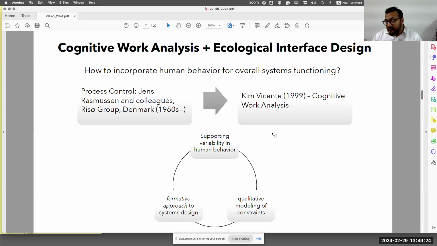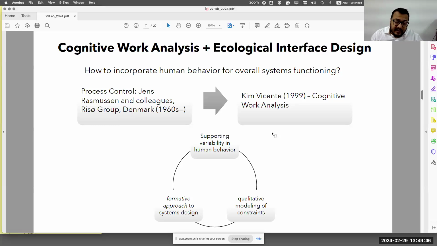So what does qualitative modeling of constraints mean? What does it mean to have a constraint on human activity, and what does it mean to support variability? For example, here, I'm trying to hold my nose, but I cannot hold my nose because of these anatomical constraints.